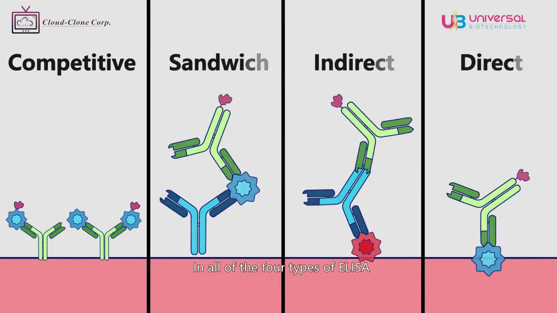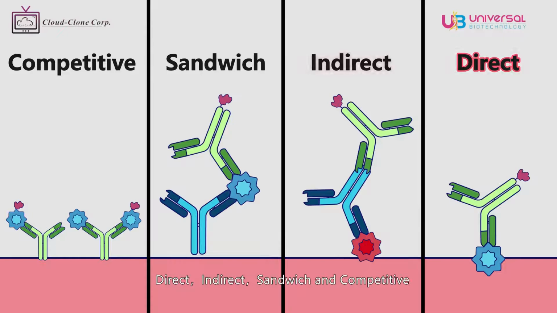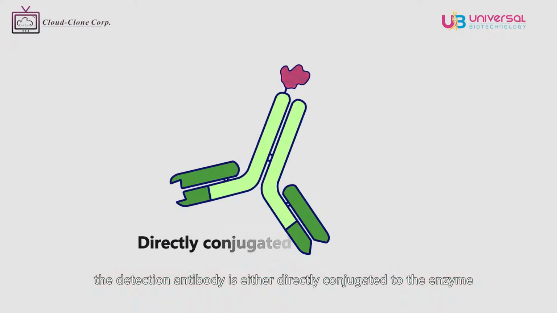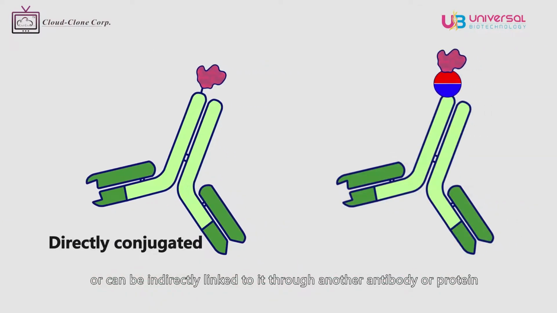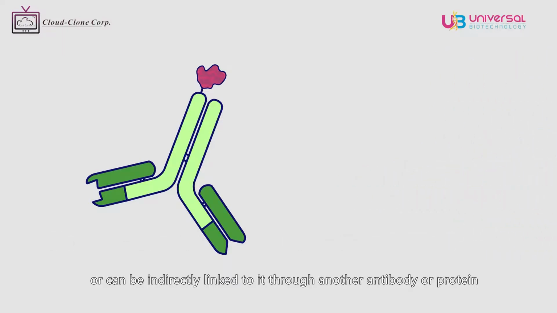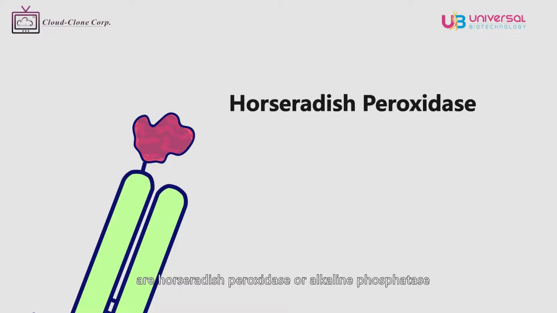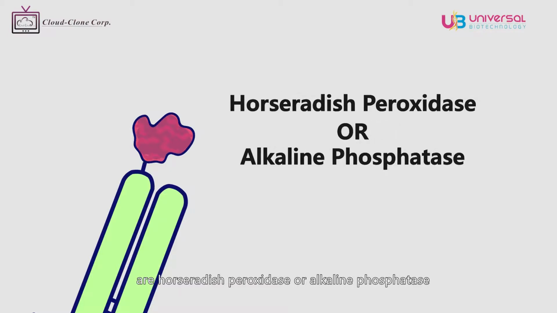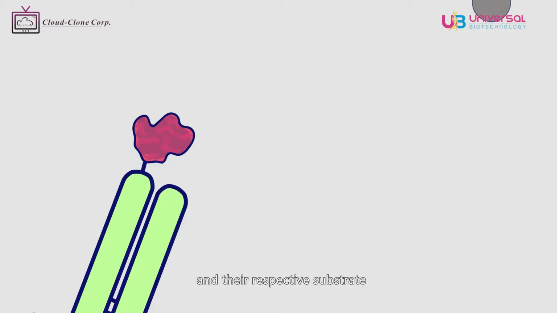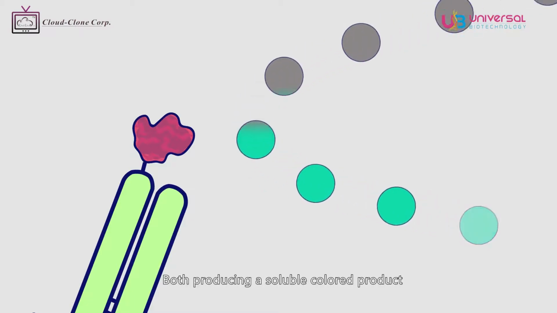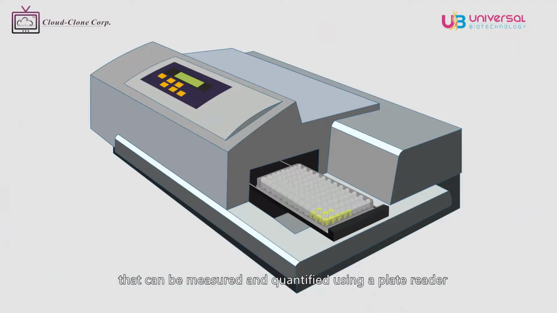In all of the 4 types of ELISA, direct, indirect, sandwich, and competitive, the detection antibody is either directly conjugated to an enzyme or can be indirectly linked to it through another antibody or protein. The enzymes commonly used for the reactions are horseradish peroxidase or alkaline phosphatase, and their respective substrates, both producing a soluble colored product that can be measured and quantified using a plate reader.